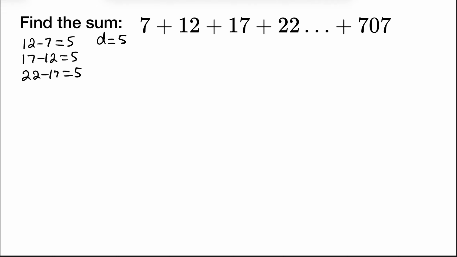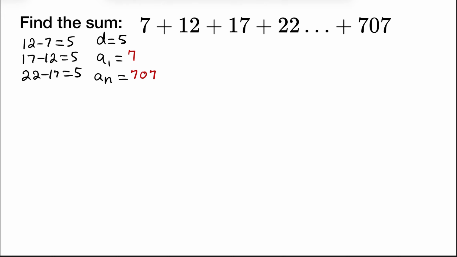Now we're going to identify the first and last terms. We know that a sub 1 is the first term, which is 7, so I'll write that. a sub 1 is 7. And we know that the last term, which is a sub n, equals 707.